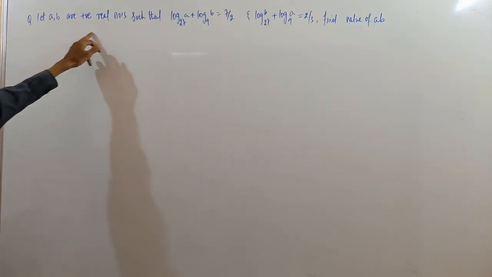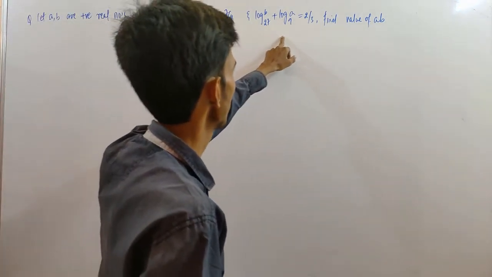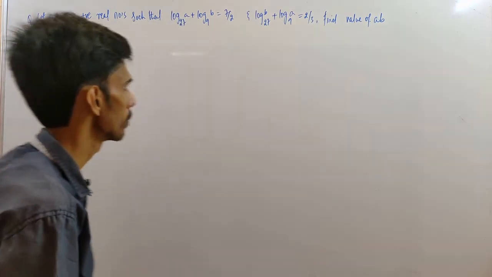Given, let a and b be positive real numbers such that log a base 27 plus log b base 9 is equal to 7 by 2, and log b base 27 plus log a base 9 is equal to 2 by 3. Find the value of ab.